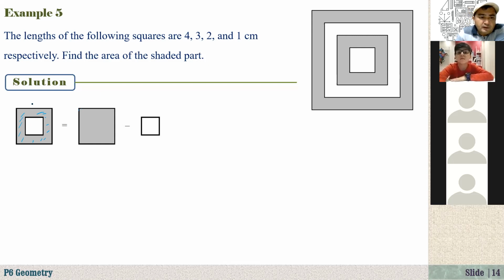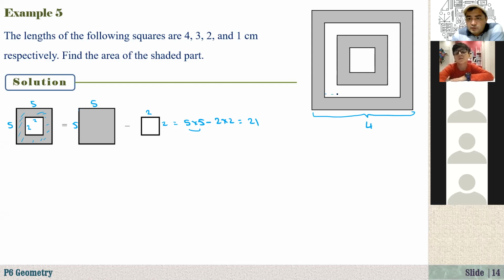Okay, suppose that, for example, the side of the square, let's say it is 5. The smaller one is 2. What is the area of this one? It is 5 by 5. The area of this one, it is 2 by 2. So that's equal to 5 times 5 minus 2 times 2. It is 25 minus 4. That's equal to 21. But in this question, as you see here, the biggest one, its side is equal to 4. And the smaller one, this one, is equal to 3.